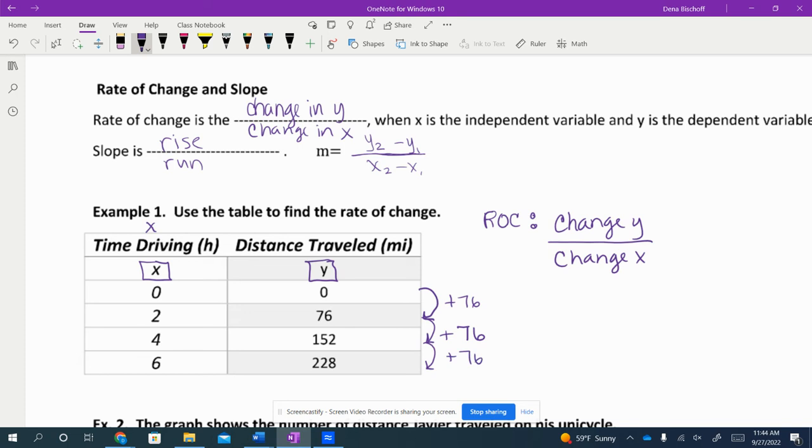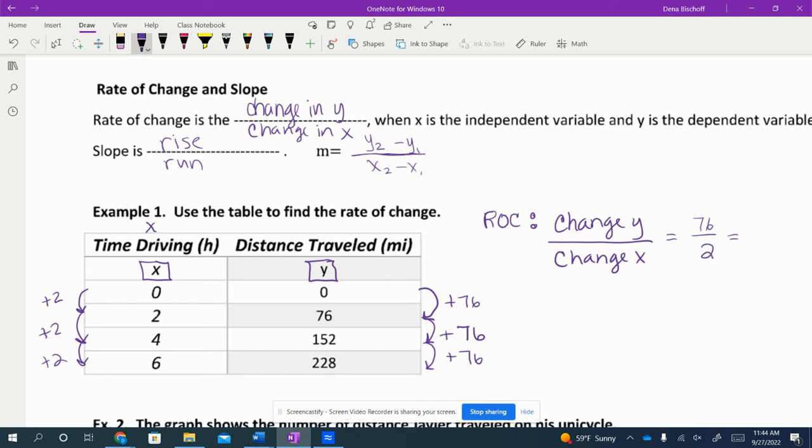Now let's go to the x side. To go from 0 to 2, what did I do? To go from 2 to 4, what did I do? 4 to 6. So my change in y, which is 76, over my change in x, which is 2, equals what?